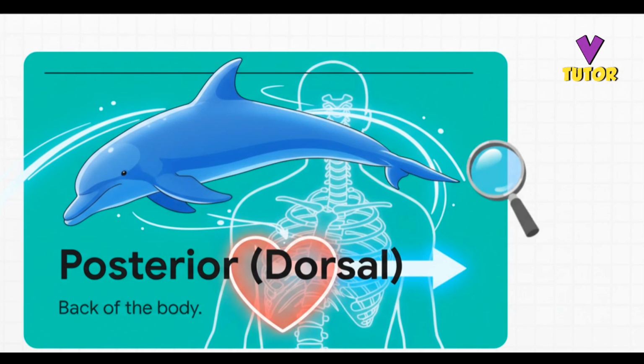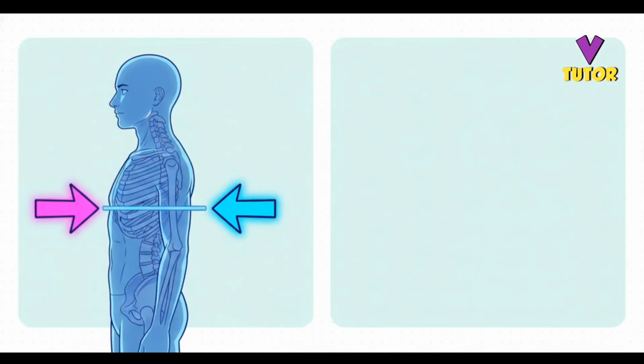You might also hear this called dorsal, which is easy to remember if you think of the dorsal fin on a dolphin's back. So here you can really see that front-to-back axis in action. Anterior defines the very front, posterior defines the back, and together they give us a really clear line of direction right through the body's core.